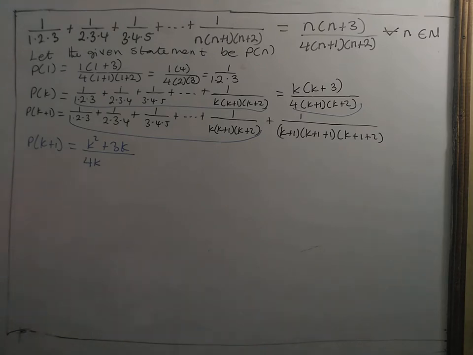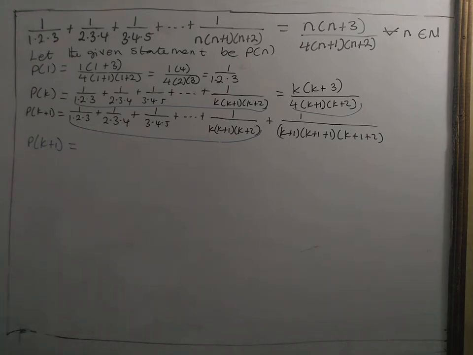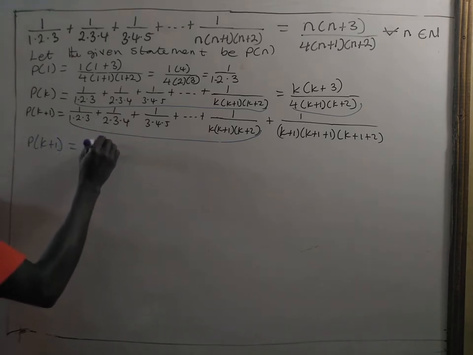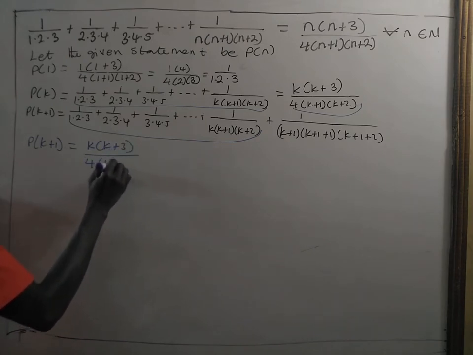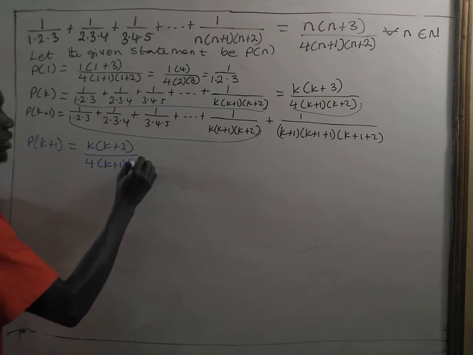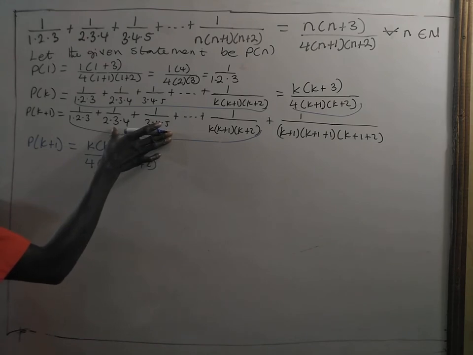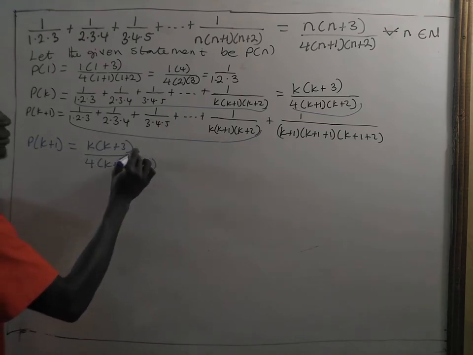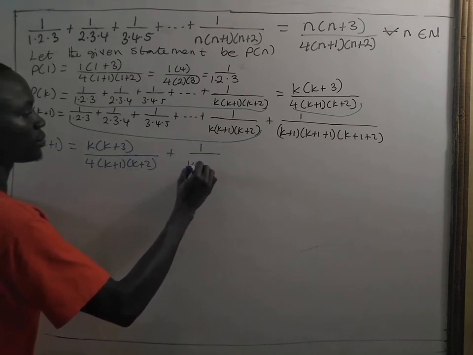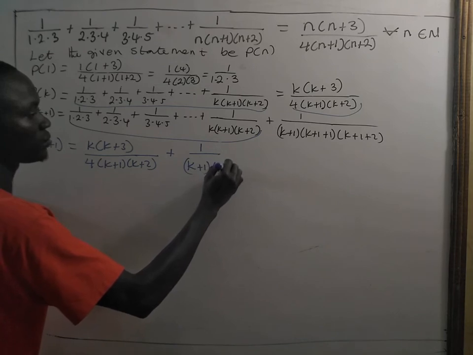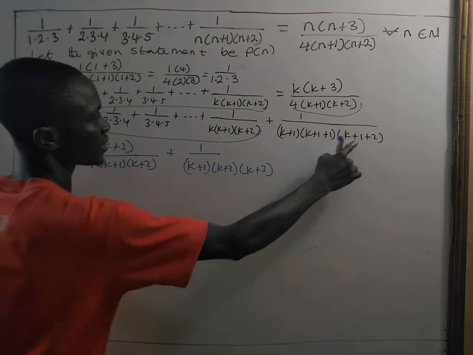Okay, let me take my time. Let me put it down first. Maybe some factorization will help us. So let's write k times (k plus 3) all divided by 4 times (k plus 1) times (k plus 2), for Pk, plus 1 divided by (k plus 1) times (k plus 2), that is 1 plus 1 times (k plus 3), that is 1 plus 2.